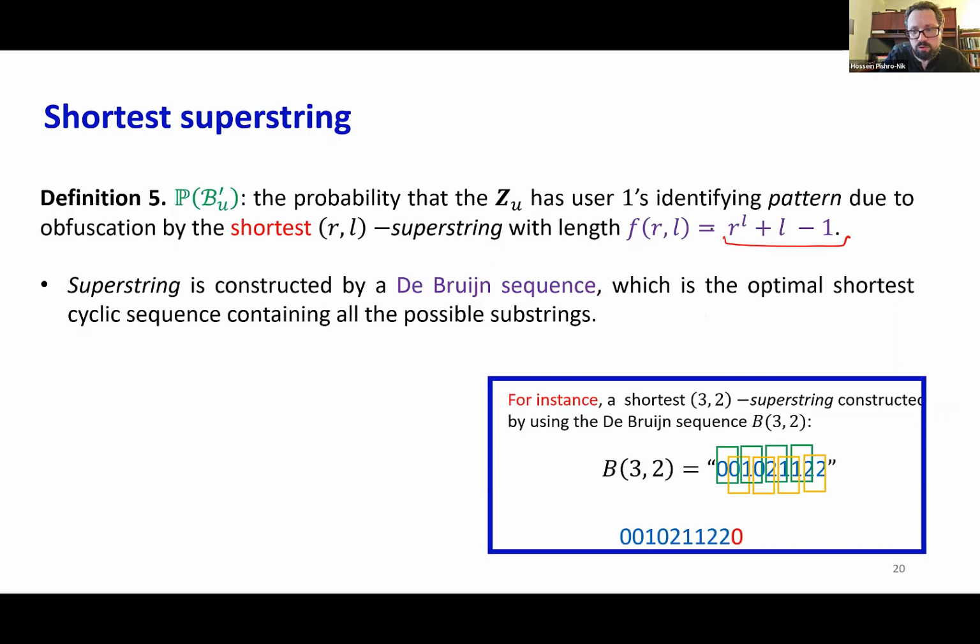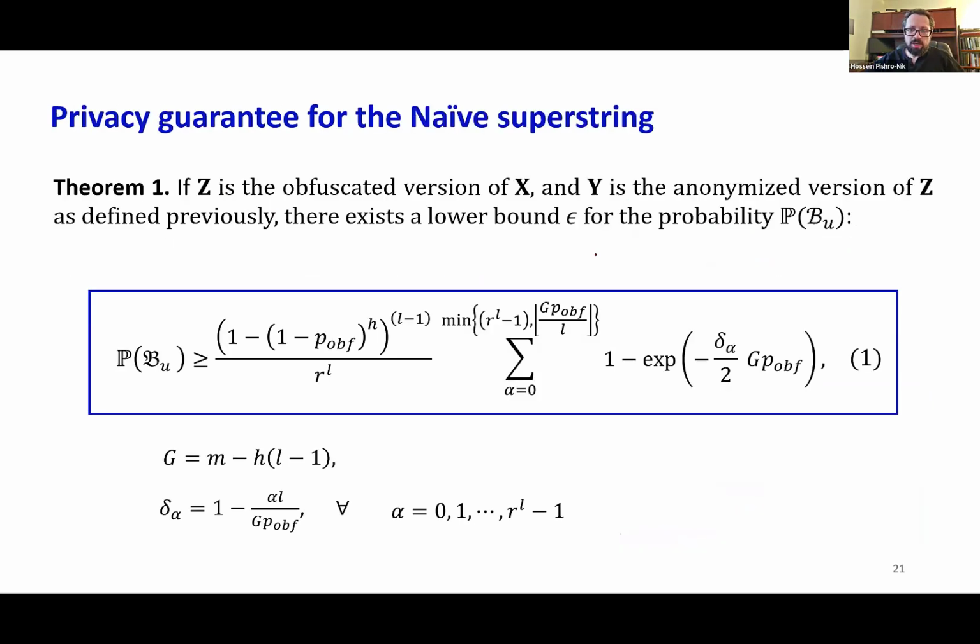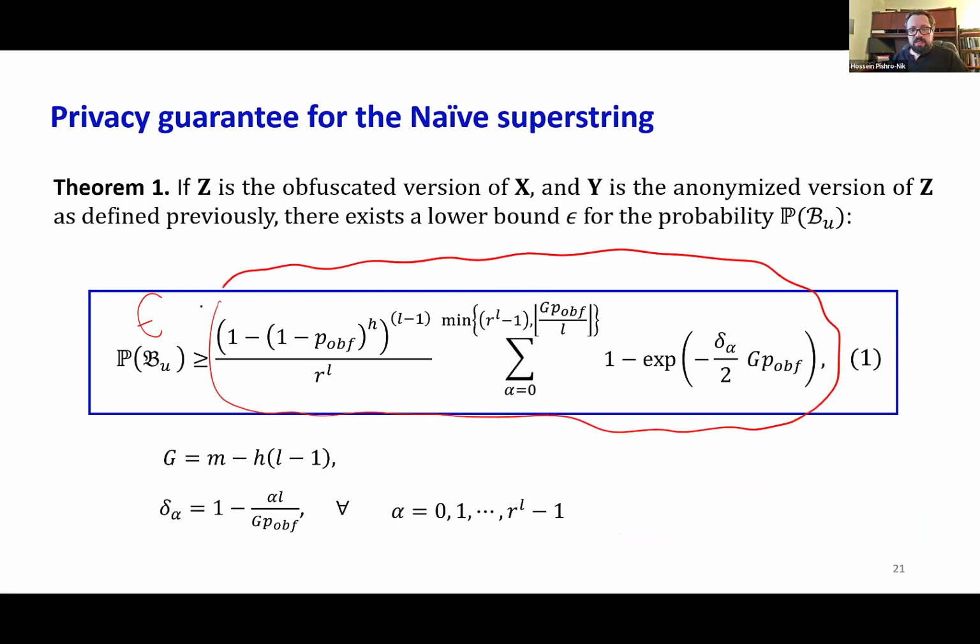And again, there is a large number of superstrings with this length. And this gives us better privacy because the patterns are more packed together in a more efficient way, and it's more likely that we inject these patterns when we are doing obfuscation. Okay, so this is the first result, using a naive superstring. With our definition, this is essentially my epsilon. I have a bound on the probability that any other user has my pattern, for any fixed pattern, if you are using the naive superstring.